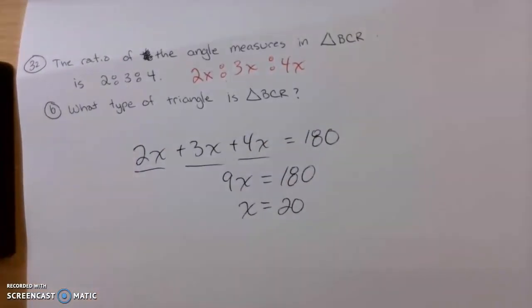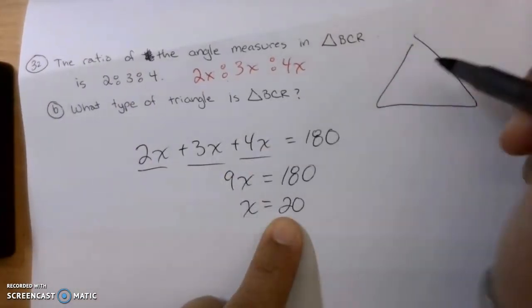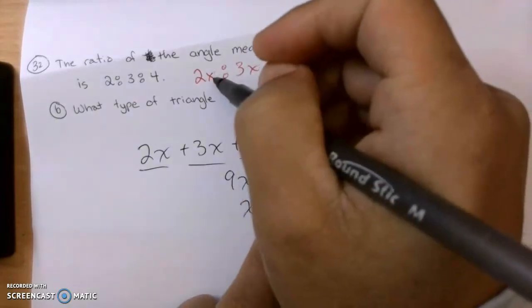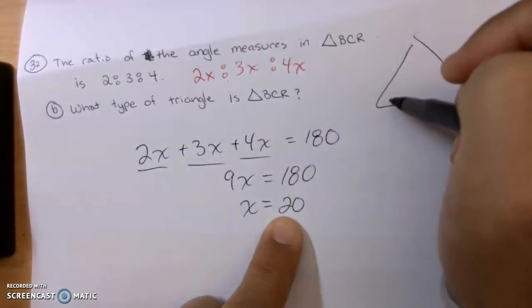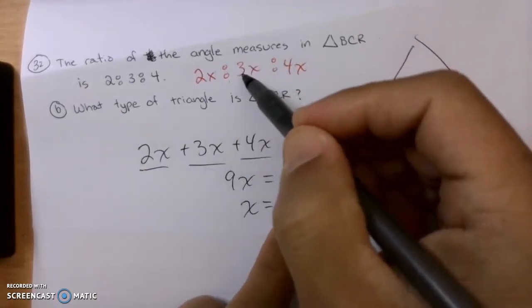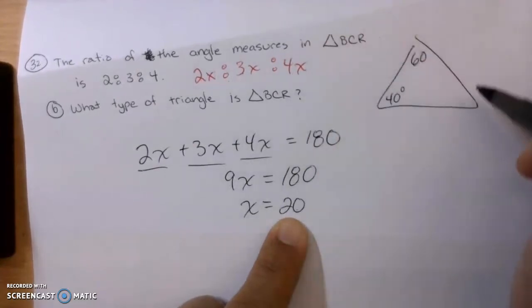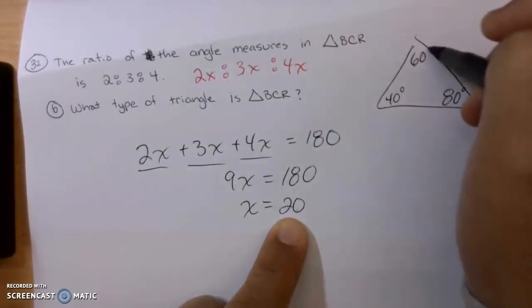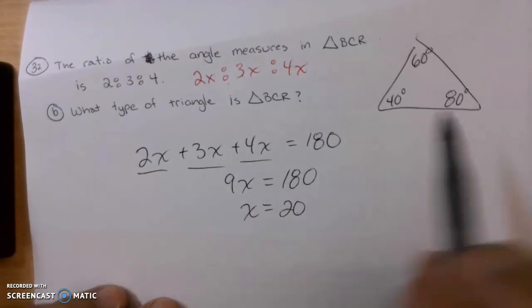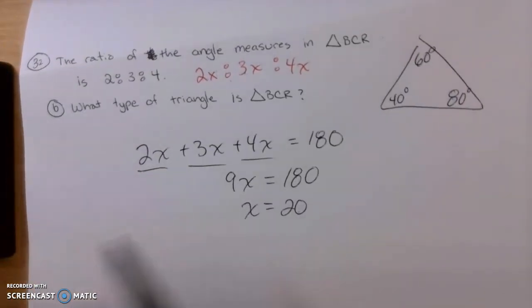So what does that mean? Well, now you take this 20, plug it back into the ratios. So one angle is 2 times x. That's 40 degrees. I'm just throwing down some numbers here in this picture. 20 times 3 is 60 degrees, and 20 times 4 is 80 degrees. Now the picture obviously does not match those angle measurements, but essentially you have a 40, 60, 80 triangle.